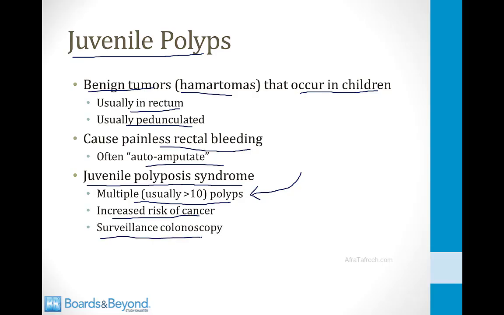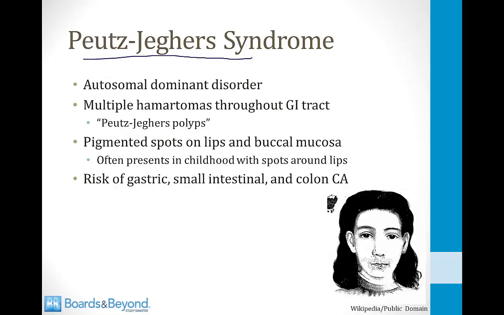early stages. There's a rare syndrome called the Peutz-Jeghers syndrome, which is an autosomal dominant disorder where children develop multiple hamartomas throughout their GI tract. These are hamartomas just like the juvenile polyps we talked about in the last slide, but in this disorder they're often called Peutz-Jeghers polyps. Another feature of this syndrome is that there are pigmented spots on the lips and buccal mucosa of children with Peutz-Jeghers syndrome.